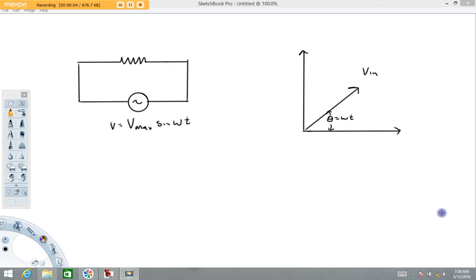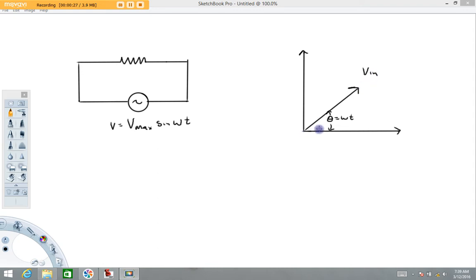The purpose of this video is to go through how to analyze an AC circuit that has only a resistor hooked to a sinusoidally varying voltage source. Now before I start talking about the circuit, let me talk about this picture on the right. Hopefully you've seen my video about phasor diagrams and what they are, but I want to do a quick little reminder. A phasor is a rotating vector.